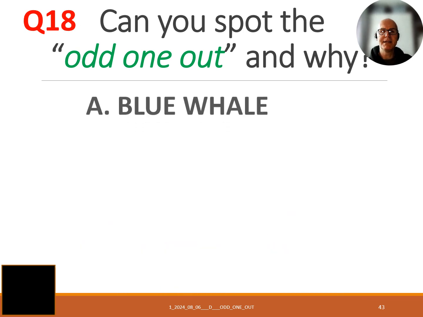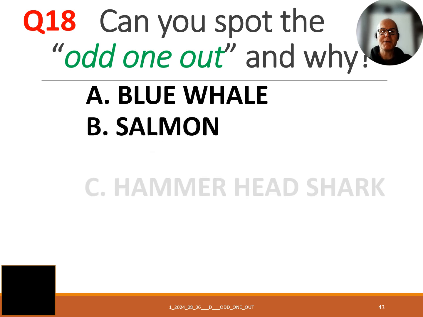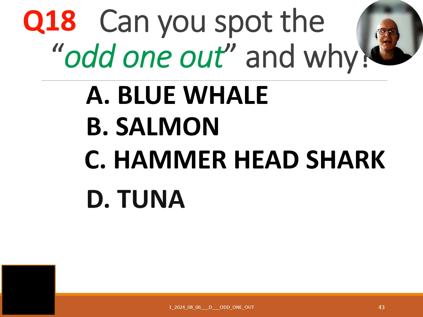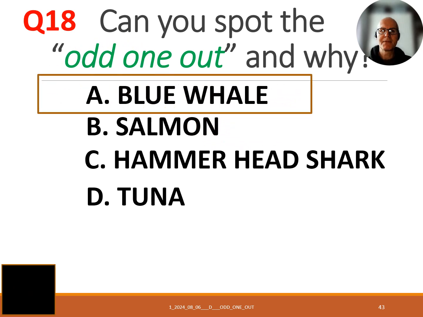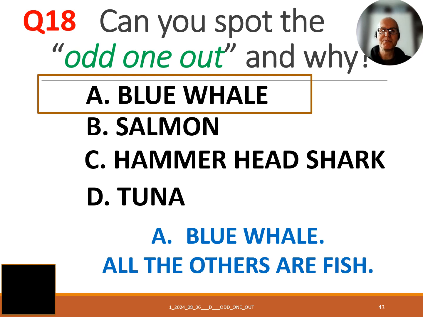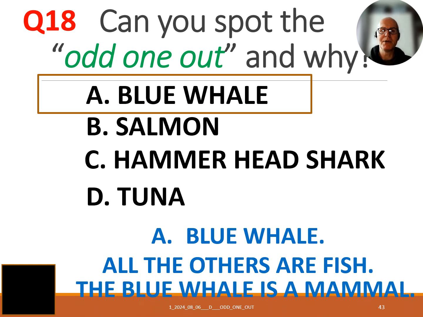Question 18. Blue whale, salmon, hammerhead shark, and tuna. What was the odd one out from these four animals that live in the sea? It was blue whale, because blue whale is a mammal, whereas the other three, salmon, hammerhead shark and tuna, are fish. Blue whale, although it lives in the sea, is not a fish. It's a mammal.